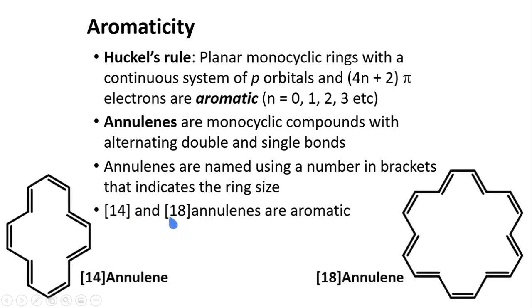[14]annulene and [18]annulene are considered aromatic. This is [14]annulene. This is [18]annulene. All of these compounds are planar. They are monocyclic. They have a continuous system of p orbitals. All of the carbons are sp2 hybridized. And if you do the calculation, it has 4n plus 2 pi electrons.